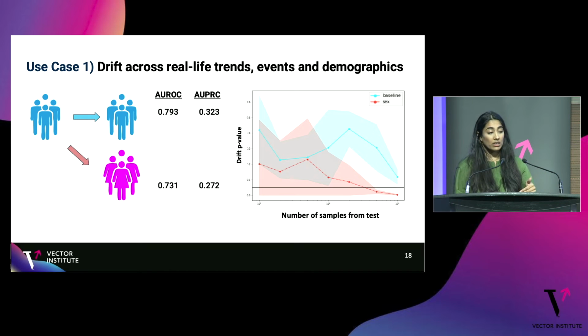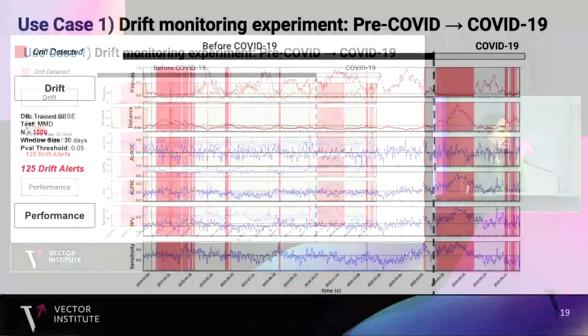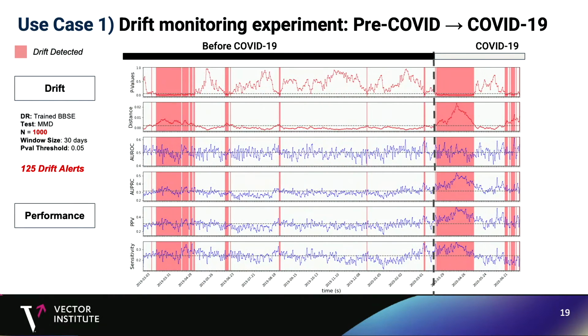And again, we're able to detect that difference using our drift detection. Here's a simulated deployment setup that we did. Here, we trained a model on all the data prior to 2019, and now we're evaluating that model, looking at the performance metrics for the model, as well as the drift metrics across time from 2019 to August 2020. All the red highlighted areas are where we actually see a significant drift.